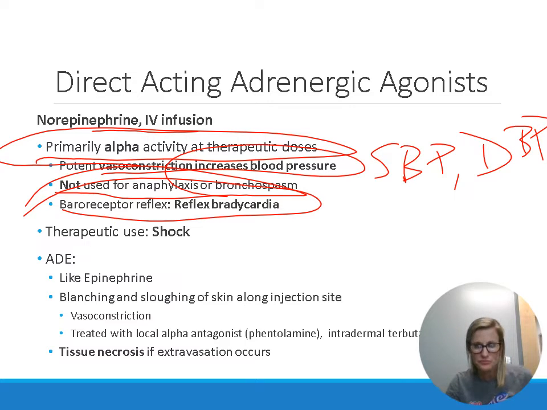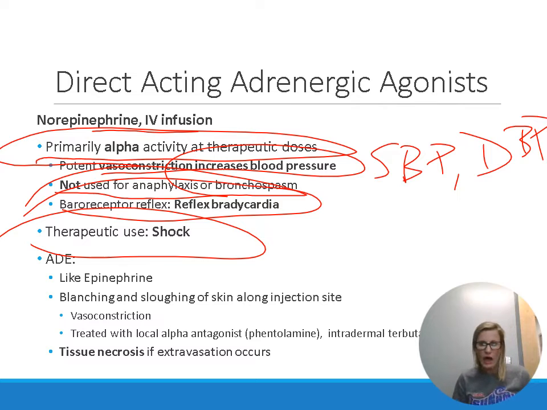Norepinephrine is used clinically for shock. The only therapeutic use of norepinephrine is for shock. For example, septic shock, right? So shock is a drop in blood pressure that's so severe it requires vasopressors, right? It requires some support to increase pressure.